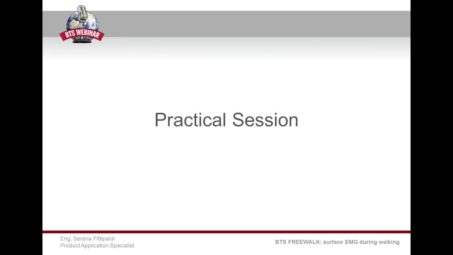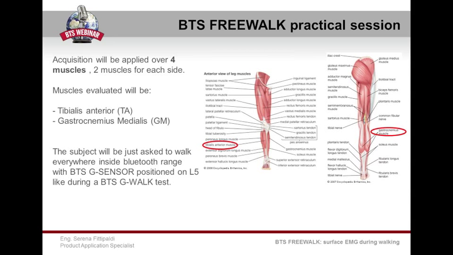So, as I was telling you before, we will switch to the practical session. The acquisition in our case will be applied over 4 muscles, 2 muscles for each side, just because in this way it's going to be quicker. We are going to analyze the tibialis anterior and the gastrocnemius medialis. So we will place 2 probes on each side. And then the subject will be asked to walk anywhere inside the Bluetooth range, because the restricted one will be the range connected to the G sensor that will be positioned on L5, like during a BTS FREEWALK test. Okay?